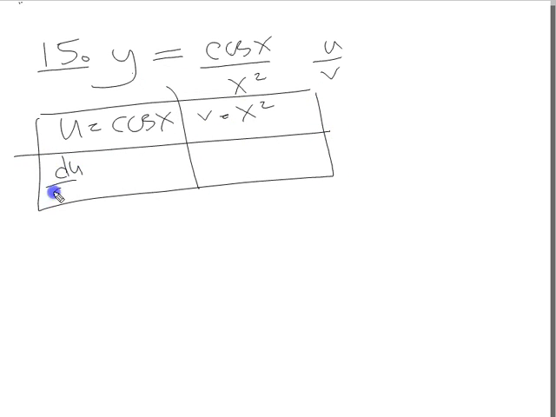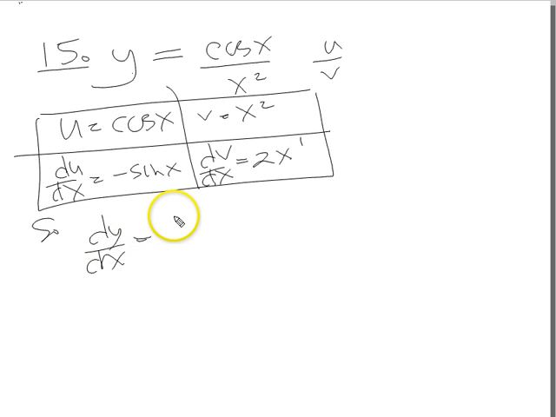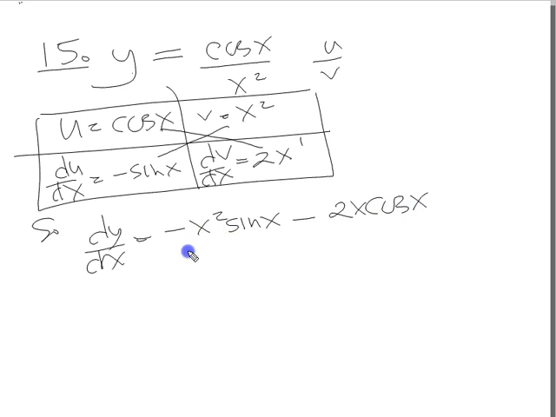So du/dx: cos goes to minus sine, doesn't it? And dv/dx: power 2 comes down, x to the 1 less than 2, which is 1. There we go. So dy/dx then is v du/dx. I'm going to front load the minus and the x squared sine x in that product, minus u dv/dx, and I'm going to front load the 2x before the cos x in the product, over v squared.